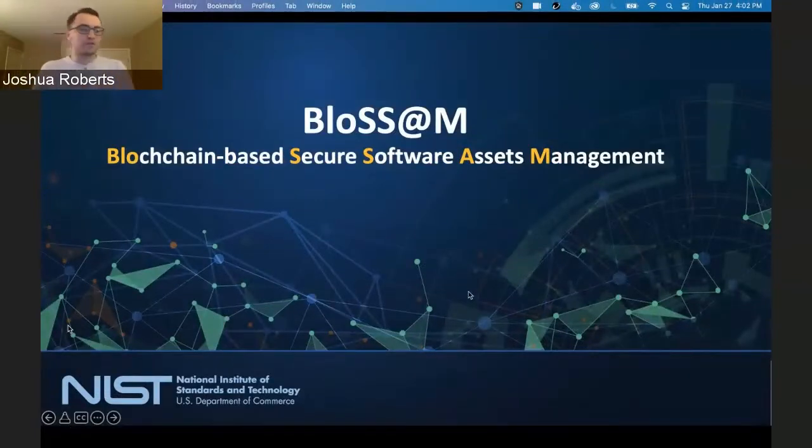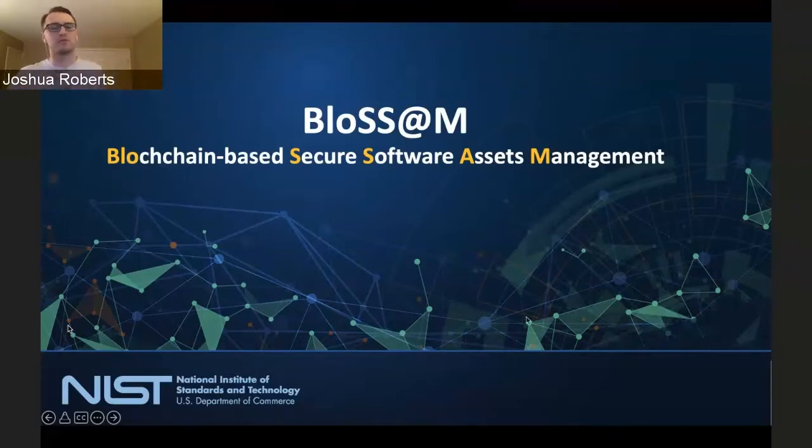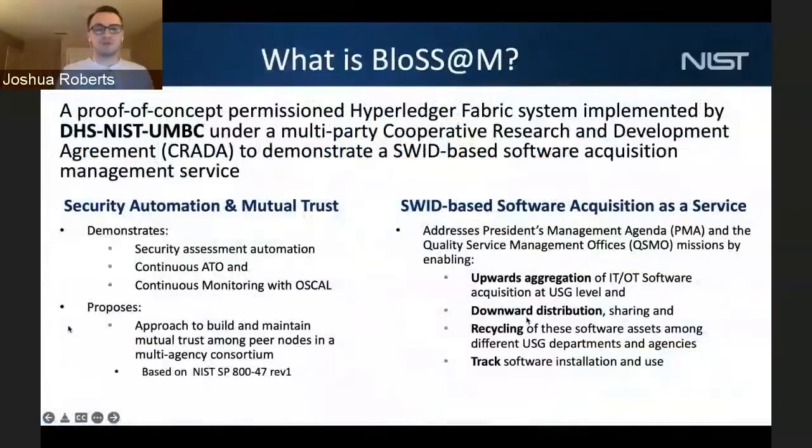All right, so as Michaela mentioned earlier, I'm talking about a project we've been working on at NIST called BLOSSM, or Blockchain-Based Secure Software Assets Management. What is BLOSSM? BLOSSM is a proof of concept permissioned Hyperledger Fabric system using Fabric 2.2, implemented under a CRADA with DHS, NIST, and UMBC, with the goal to demonstrate a SWID-based software acquisition management service for federal software assets.